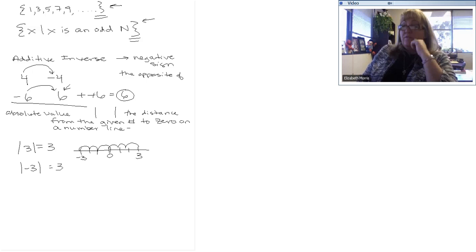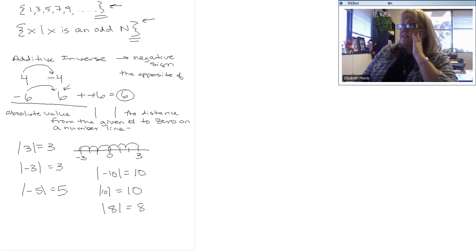So if I had the absolute value of -5, my answer would be 5. If I had the absolute value of -10, my answer would be 10. If I had the absolute value of +10, my answer would be 10. If I had the absolute value of +8, my answer would be 8. Only time it gets tricky. What if I said the additive inverse of the absolute value of 3? What is the absolute value of 3? 3. And what's the additive inverse of 3? -3. The only time it would become a negative because the negative is on the outside.